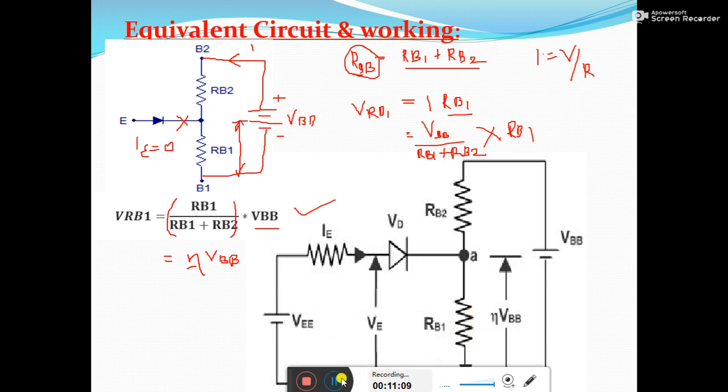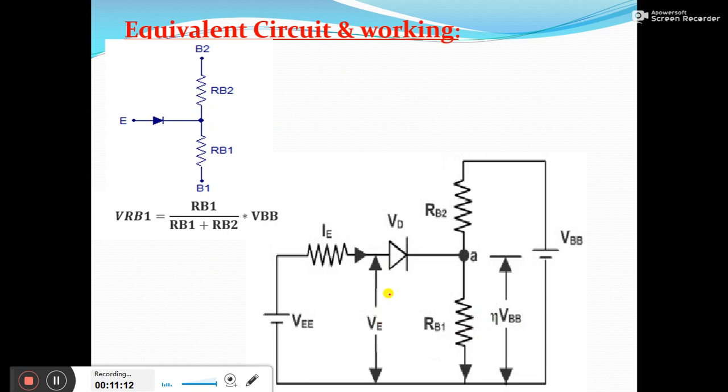Let me erase all this once again. So the equivalent circuit will look like this. We have found the voltage across RB1, which is eta times VBB, written here. Let us consider the voltage across the diode, or the barrier potential across the diode, which is VD. It will be 0.7 or 0.3, depending upon whether it is made of silicon or germanium. So we have found the voltage across RB1 keeping the emitter terminal open, or keeping the I value equal to 0.